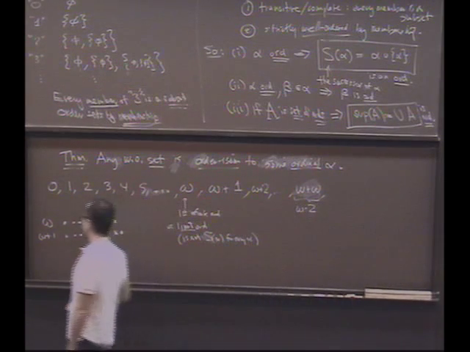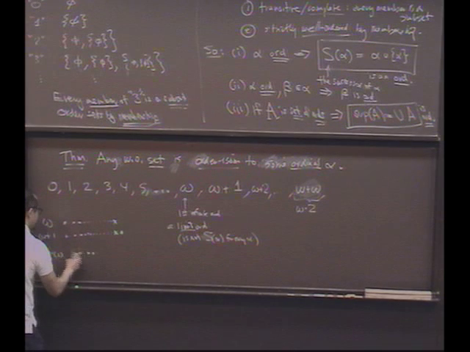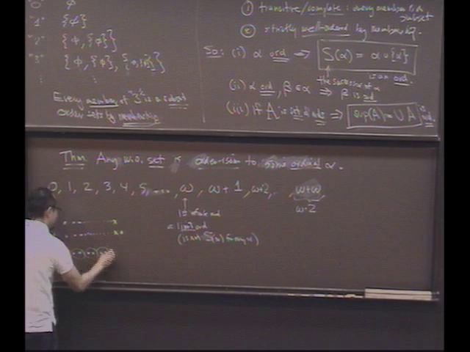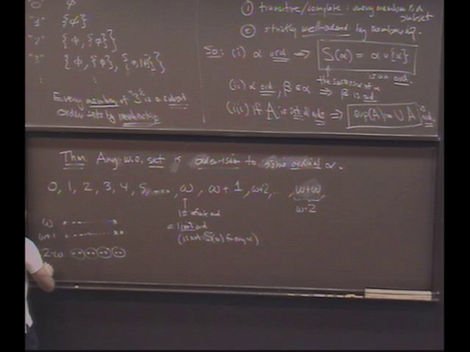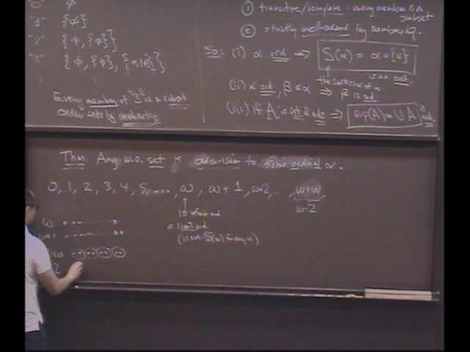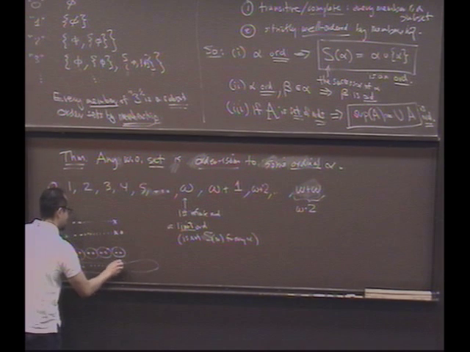So omega many 2's would be do 2, and then do 2, and then do 2. Yes? Whereas omega times 2 is do omega, and then do omega. Yes?